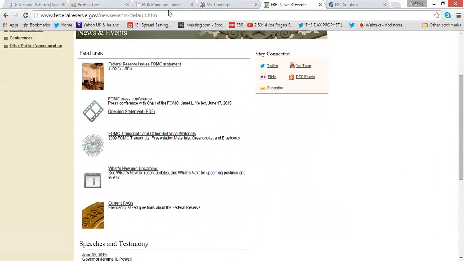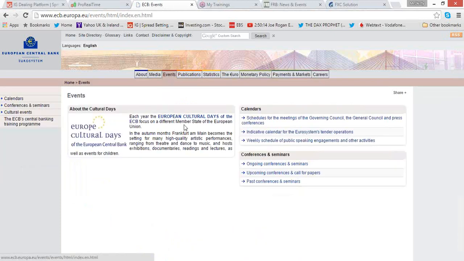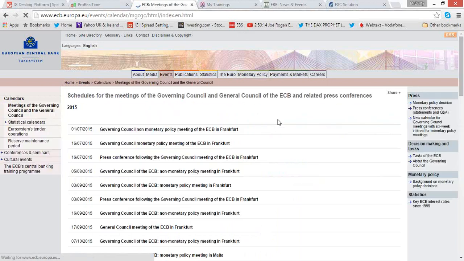And over here we have our ECB website. So again, it's www.ecb.europa.eu. And again, if you're looking to see when Mario Draghi, the head of the ECB, will be speaking, go to events, and you will have the schedule of meetings of when the main players in the ECB are going to speak. Okay, so you can just click on the schedules there, and these will move markets.